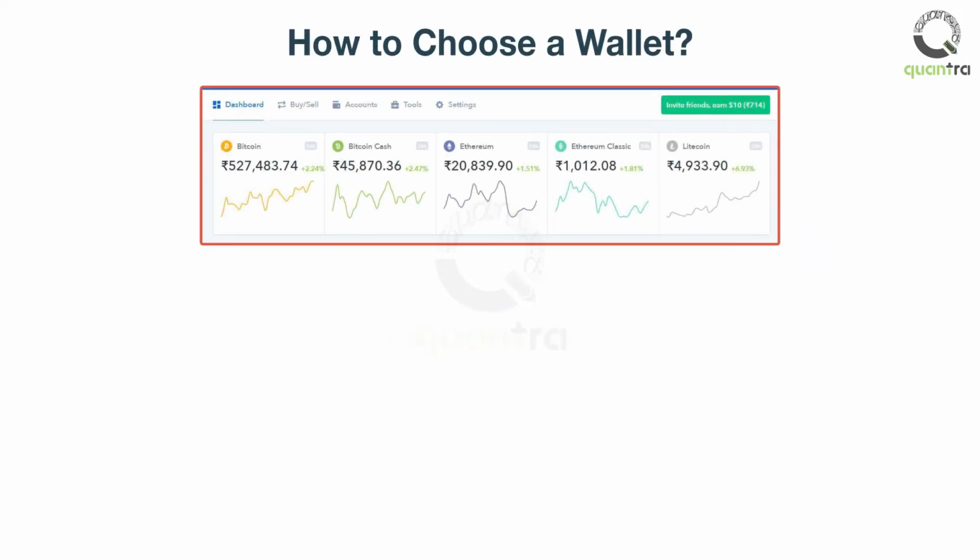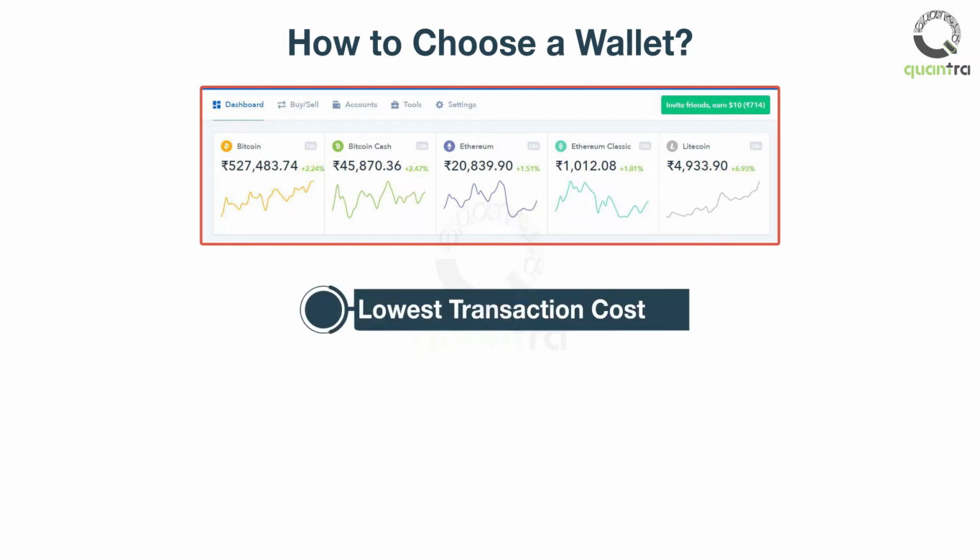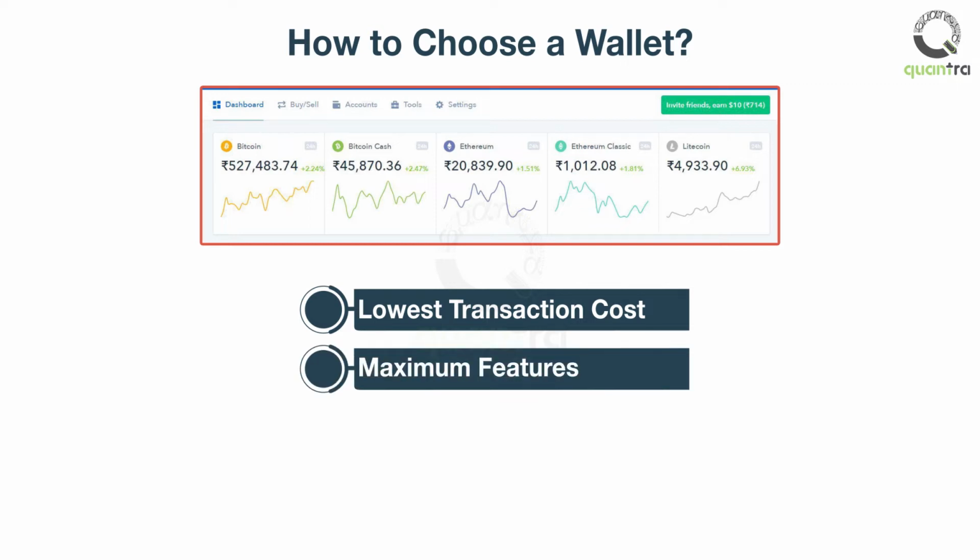Since most online wallets can convert your cash to one of the top 5 cryptos, it is very important to choose a wallet which has the lowest transaction cost and maximum features. Let us discuss how to select a cryptocurrency wallet.